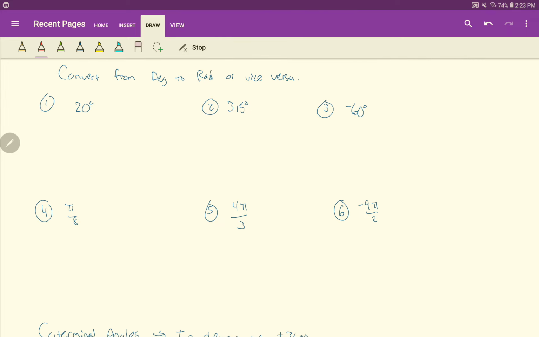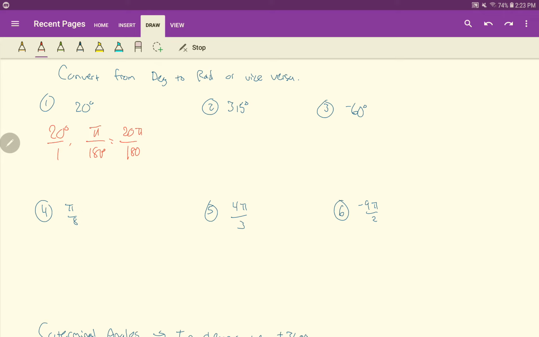So convert from radians to degrees, or degrees to radians. Here we've got 20 degrees, so we'll do 20 degrees over 1 times pi over 180, like that. And so we'll have 20 pi over 180. Now, we'll simplify this fraction, but we never really multiply that pi through. Sometimes you might, but for the most part, you leave the pi out.